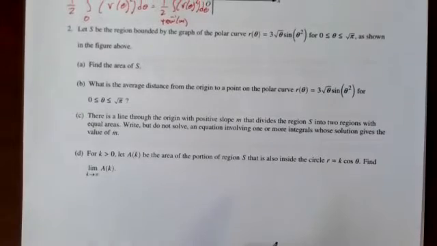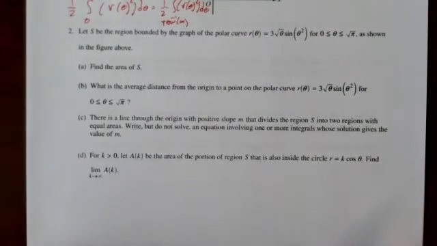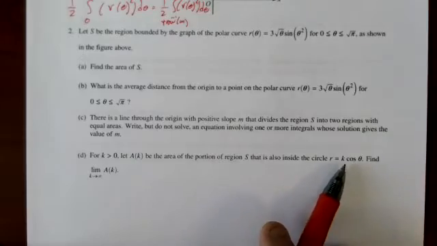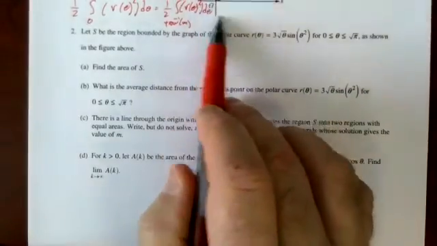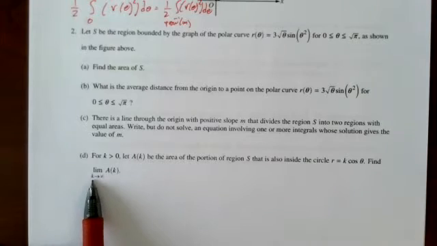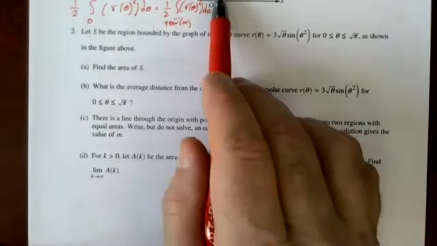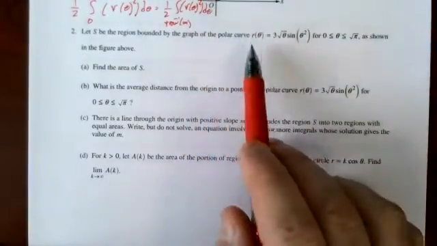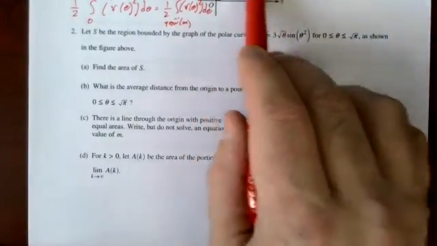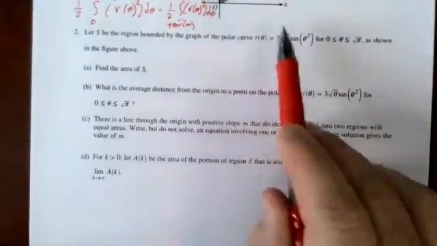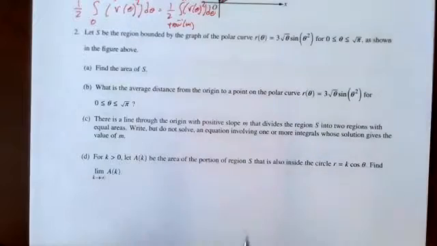Okay, let's look at the bottom one. For k greater than 0, let A of k be the area of the portion of region S that is also inside the circle r equals k cosine of theta. Cosine is going to be over here. Kind of nice to know that. Find the limit as k approaches infinity of A of k. So this will get bigger, bigger, bigger. So what that means, if I'm looking at this right, is that eventually the circle will get so close to here. It's basically the area of S inside here.